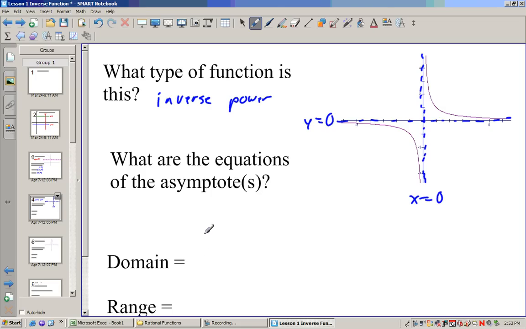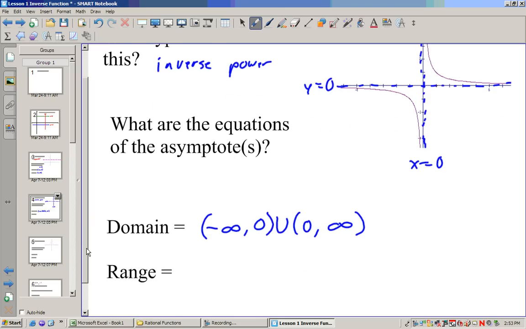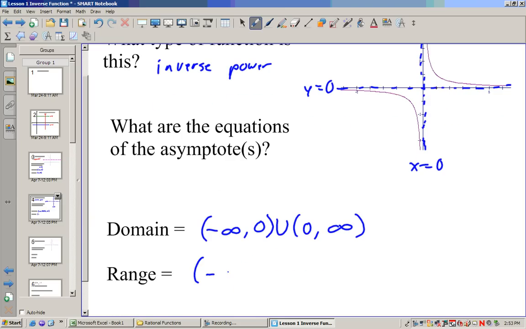Now the domain of this function is from negative infinity all the way up to 0, not including 0, and then that's a union with 0 to infinity. Now my range is going to be the same thing. It goes from negative infinity to 0, not including 0, and then goes from 0 to infinity, not including 0.